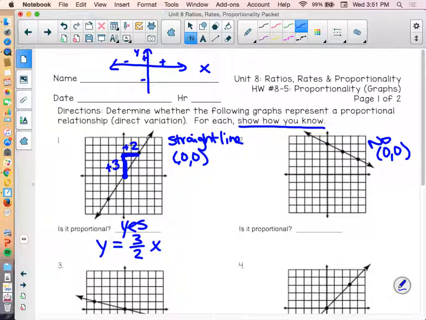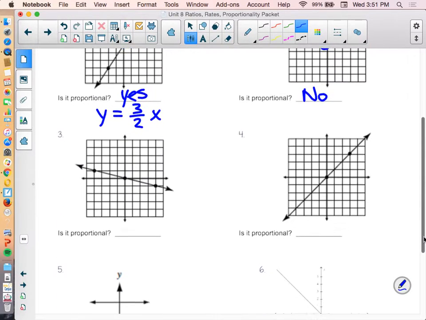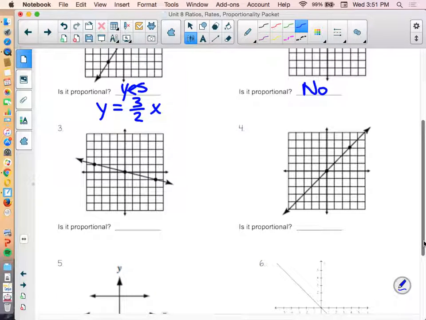No, that's a big no. So it's no, this is not proportional. Notice, there's no dot right there. The line does not go through the origin. Looking down, we've got a graph that's a straight line and it goes through the origin. So that's a yes. But I also want you to try to write the equation.